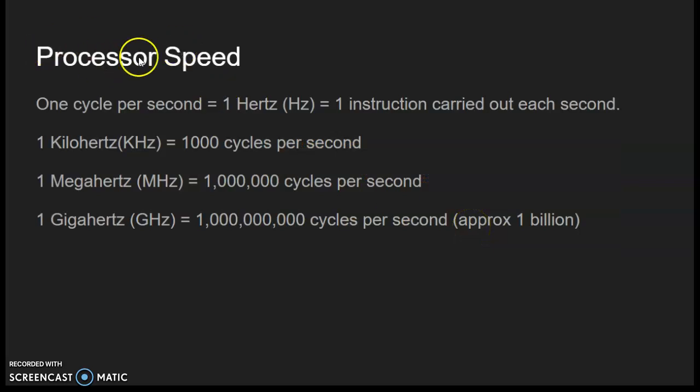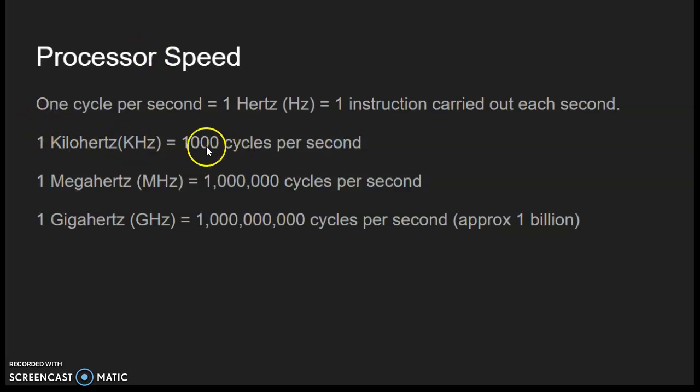So as we said about processor speed, 1 cycle per second, that is 1 hertz, is 1 instruction carried out each second. So you're not going to get too much done if you can only carry out 1 instruction per second, like fetch, decode, execute, store. That's like 4 or 5 seconds there. I've only carried out 1 particular instruction in total with the fetch, decode, execute, and store.